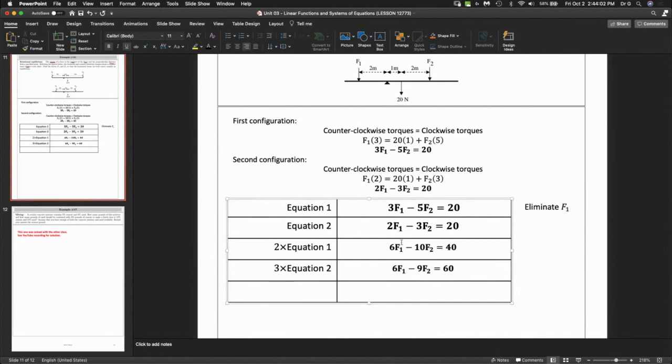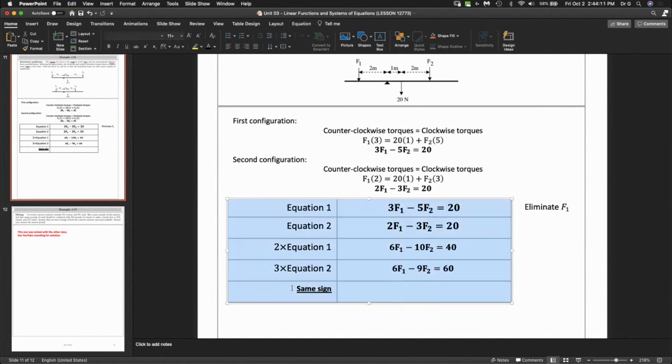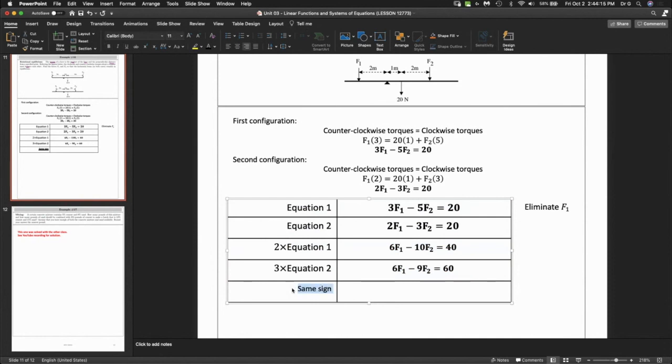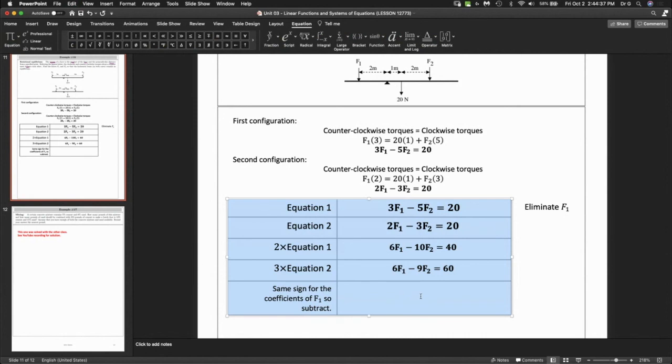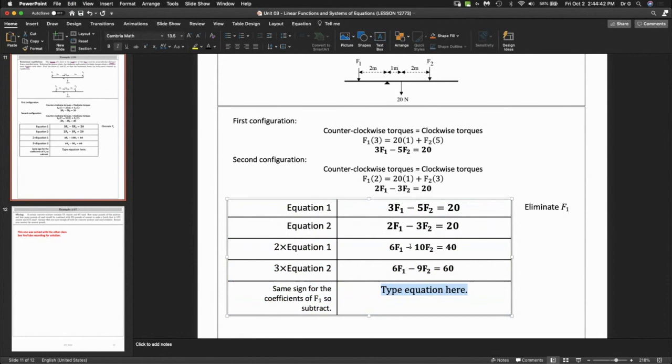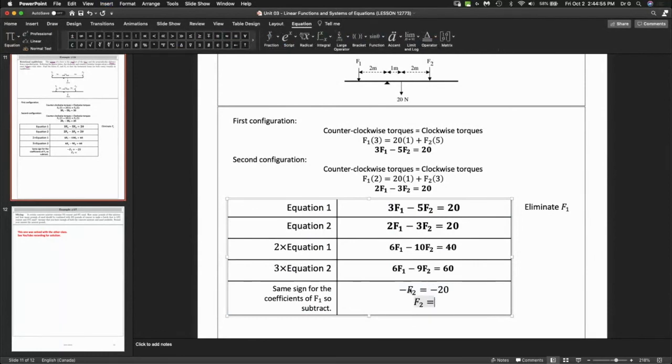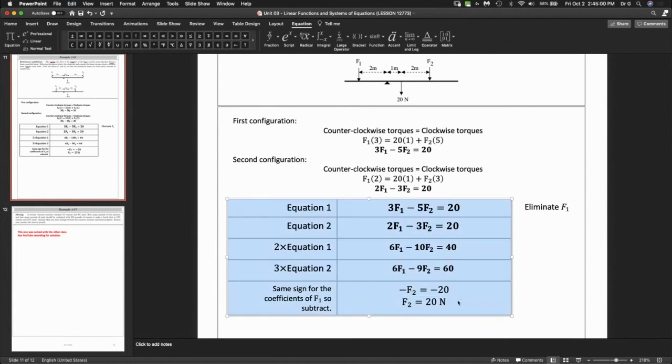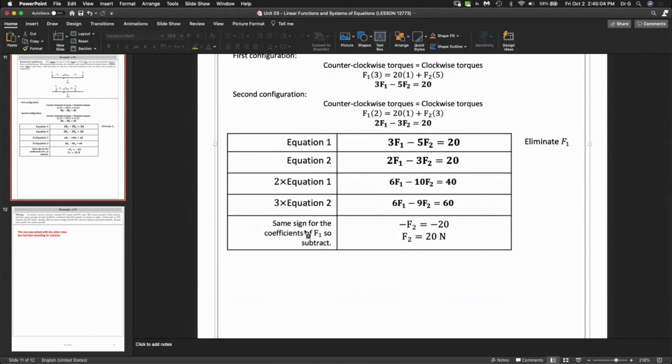Here we go. So notice that F1 has the same sign, so we're going to subtract. If we subtract them, we have negative 10 minus 9. So that becomes negative 1. So negative F2 equals negative 20. And yes, F2 is 20. Thank you, Syed. Okay, so that's 20. Now that you have that, you can go back and get F1 whichever way you feel like. It doesn't matter at this point.